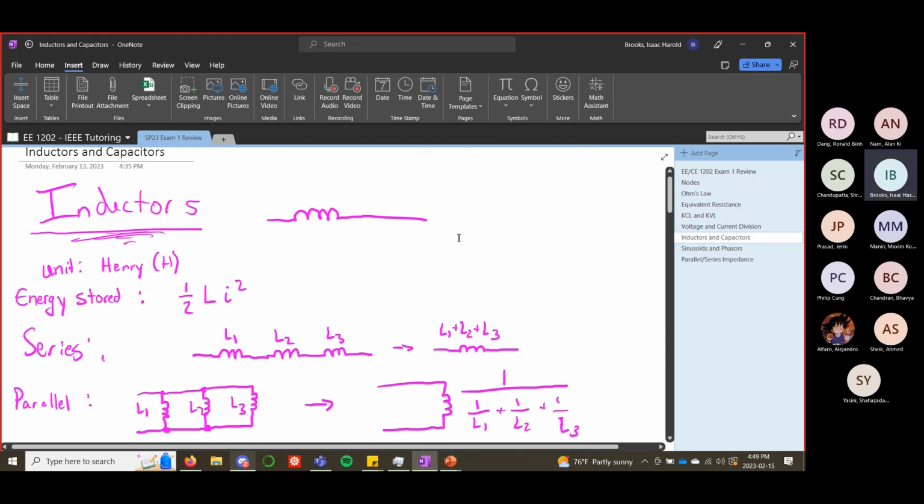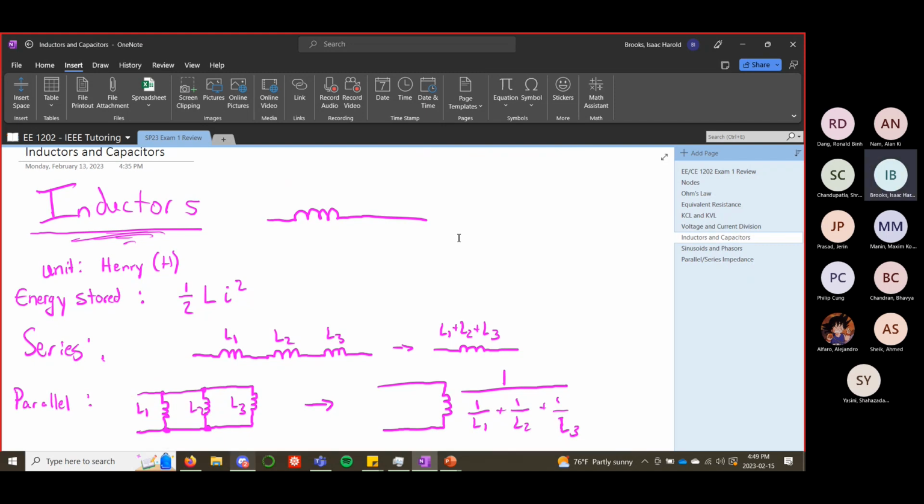Okay. So inductors. The unit is Henry, or Henrys, with an H. The energy stored in an inductor is 1/2 LI². Combining them in series is just like resistors. Combining them in parallel is just like resistors. For series, you add them. In parallel, you add their reciprocals.